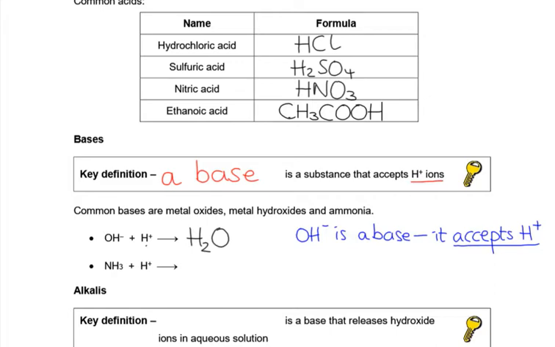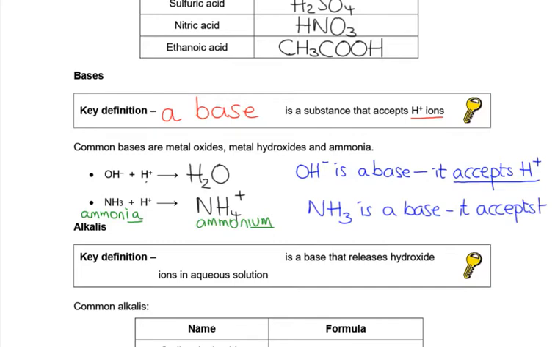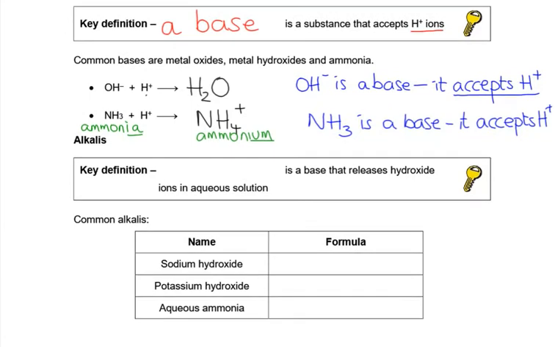So if we look at this one, and I show you that if I put NH3 and H plus together, I get NH4 plus. Just remind ourselves, this was called ammonia. And this is called ammonium. So what's the base? Who accepts the proton? NH3, ammonia, is a base. It accepts protons, H plus ions.